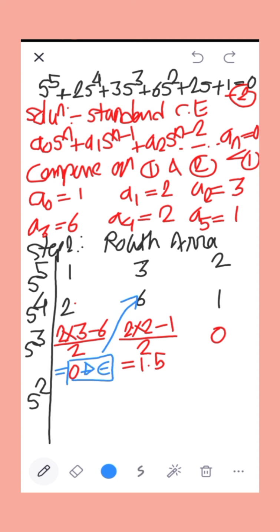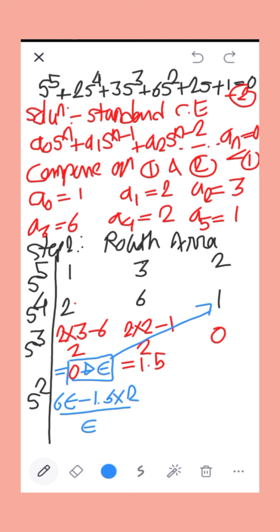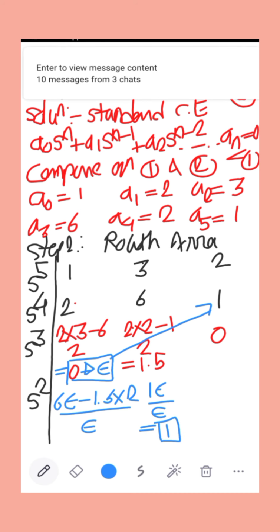Now cross multiply: epsilon into 6 is 6 epsilon minus 1.5 into 2 upon epsilon. Okay, all the terms now come in terms of epsilon. Next term: epsilon into 1 is 1 epsilon minus 0 into 2, 0 upon epsilon, so it will be 1. Okay, this is the s to the power 2 row.